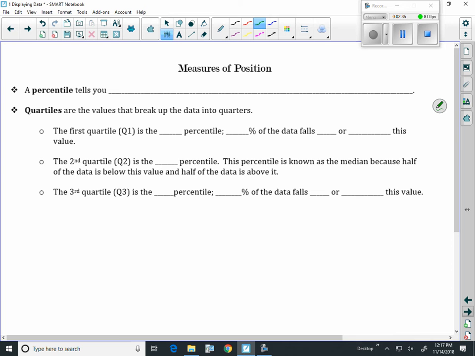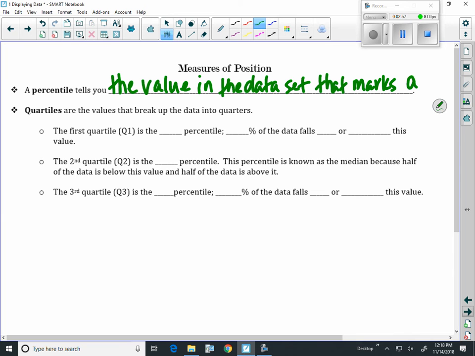Alright, the percentile tells you the value in the data set that marks a certain percentage through the data.